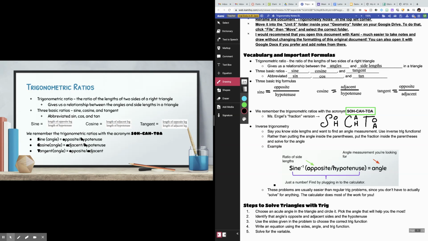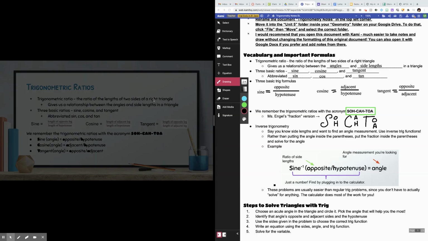The sine, cosine, and tangent parts are typically attached to an angle, right? And then when you plug those things into your calculator, what the calculator will give you is this exact ratio: opposite over hypotenuse, adjacent over hypotenuse, or opposite over adjacent, depending on which trig function you are looking at. Okay, so again, we use this, one, to give us a relationship between an angle measurement and the side lengths in a triangle, in a right triangle specifically.